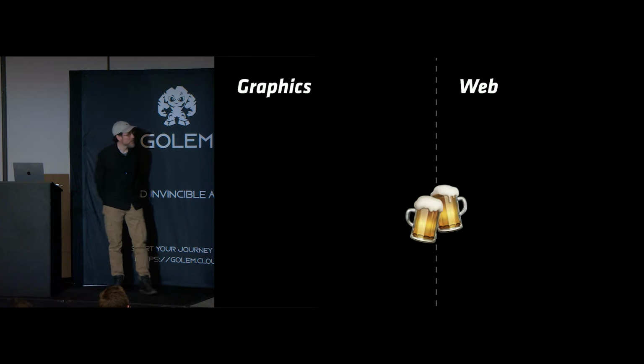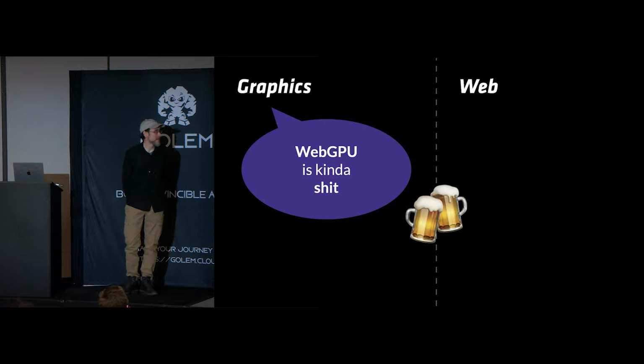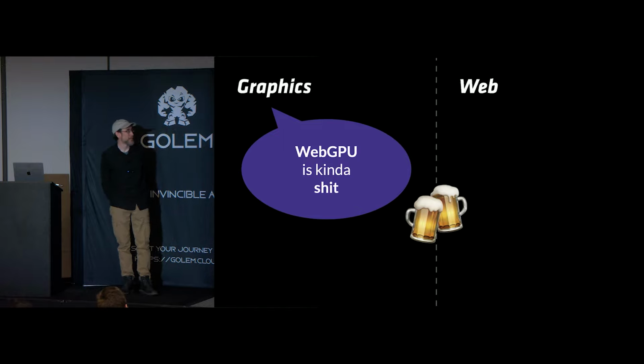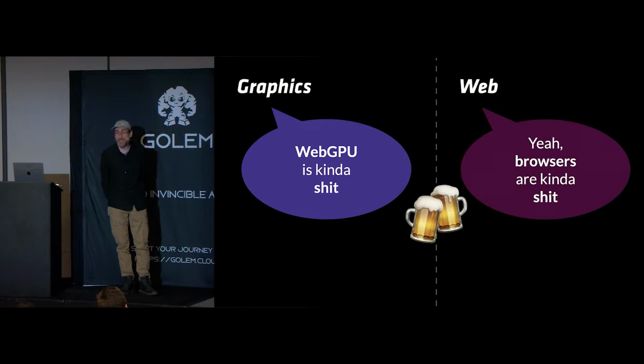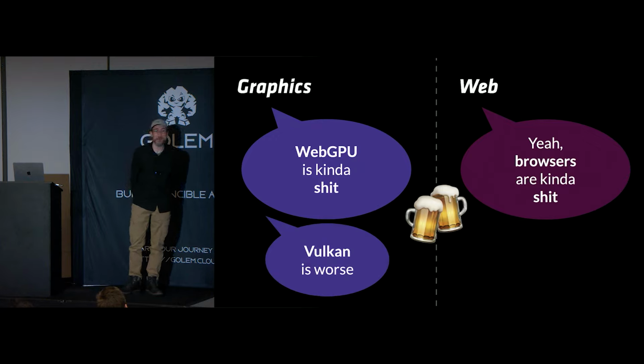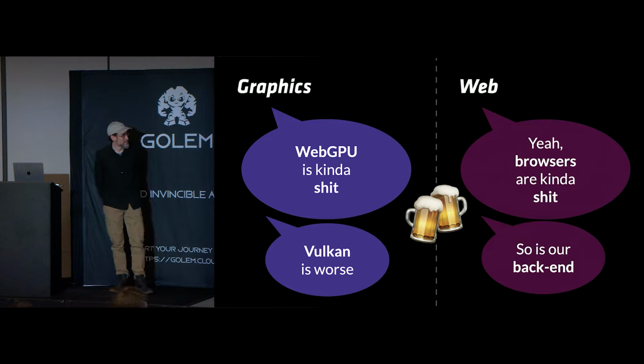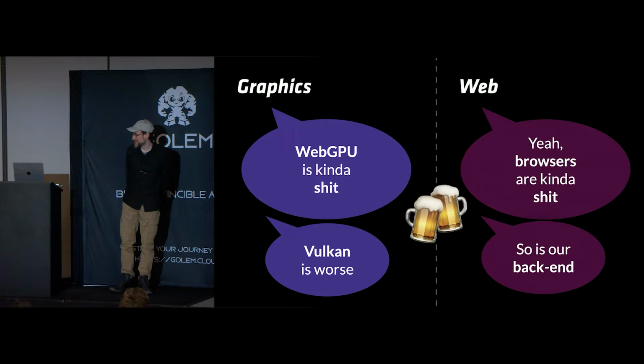And if we get graphics and web drunk, graphics might say, you know, WebGPU is kind of shit, right? And web might say, well, yeah, browsers are kind of shit. But if graphics is being honest, graphics would say, well, Vulkan is actually kind of worse. Yeah, so is our backend. Something went wrong here.